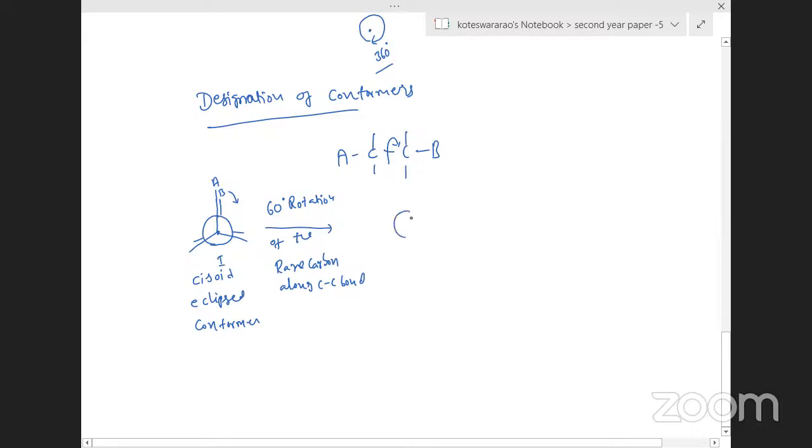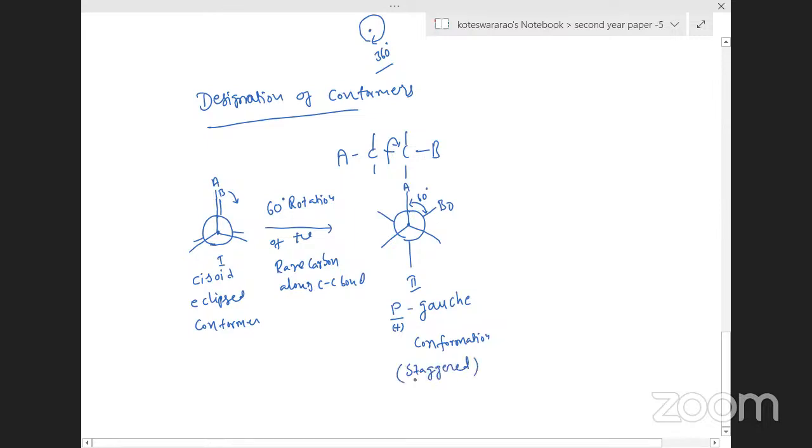Then it results in a new isomer. There is no change in the position of the front carbon substituents. Coming to the rear carbon, this B will be moved by 60 degrees. Here theta is 60 degrees. Now it results in structure 2. This is known as the P, capital P, which indicates the plus, para gauche conformation. Sometimes it is also called the staggered conformation.